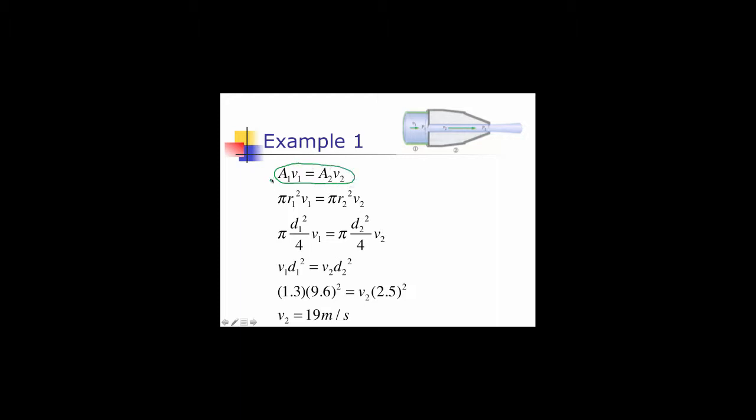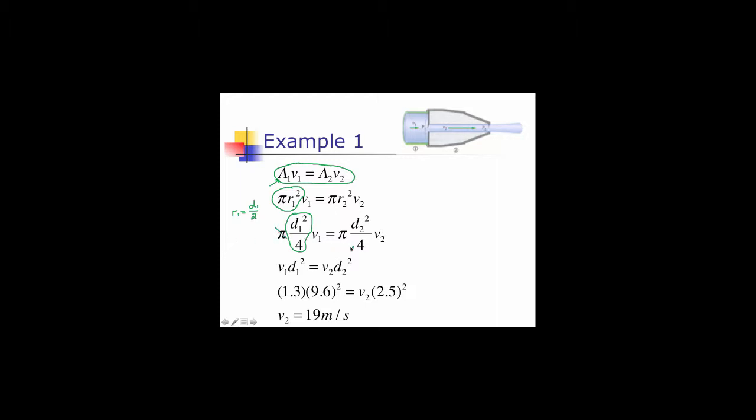Left side would be the area of the hose and the velocity of the water in the hose. Now we're given a diameter, but I know that an area of a circular region is pi r squared. And I know r is diameter divided by 2. So when I square it, I get d squared over 4. So I've done that with both sides of the equation.